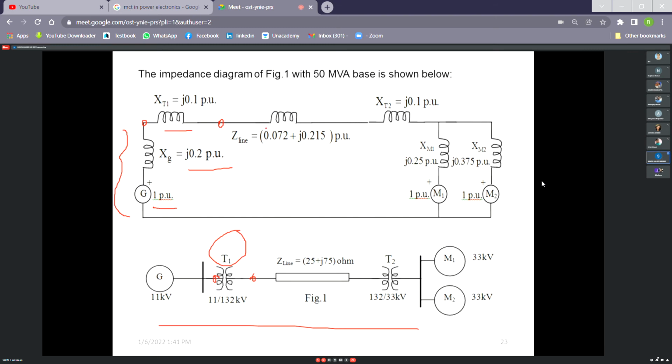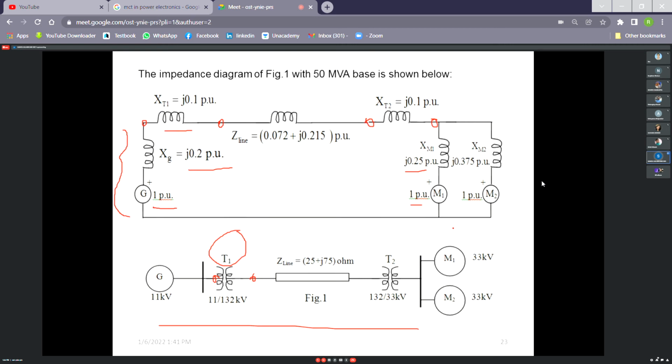Then this is the transmission line. Then similarly, this transformer reactance. So here, this side is 132 kV, this side is 33 kV, right? Similarly, for the motor, this is the motor impedance and this is the 1 per unit motor. So two motors are in parallel, so this will be the circuit. So I hope you can draw this type of impedance diagram.